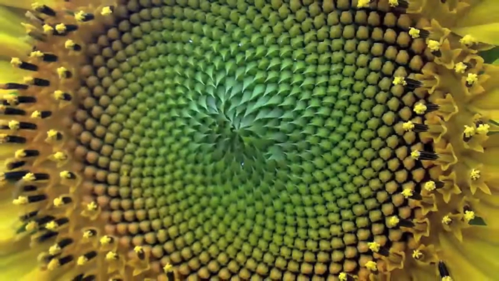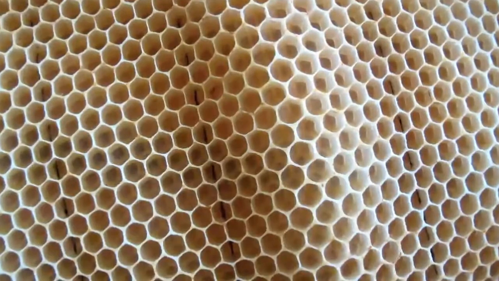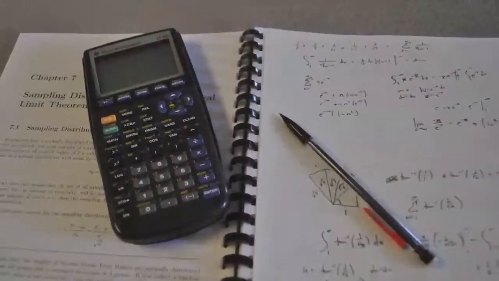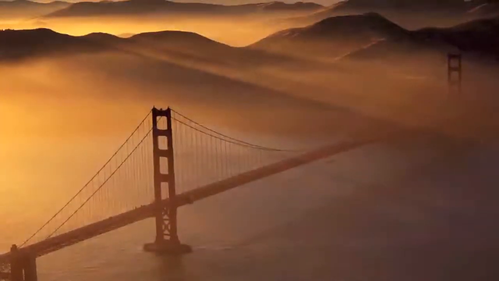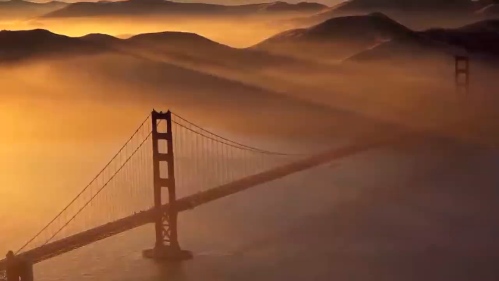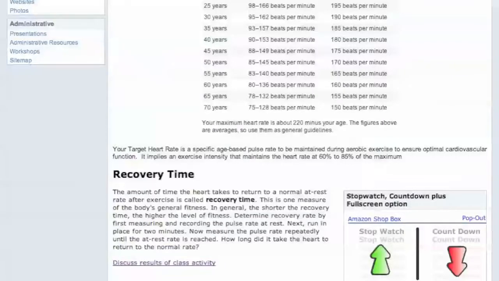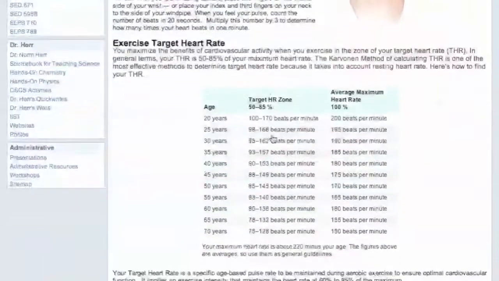And so in this activity, you'll see how CSCS, by aggregating data and allowing students to do analysis of large group data, can really enhance the use of mathematical and computational thinking. It's going to come from the field of biology. I think we'll look at heart rate and exercise. In this particular activity, students are asked to see how their heart rate recovers after an exercise.